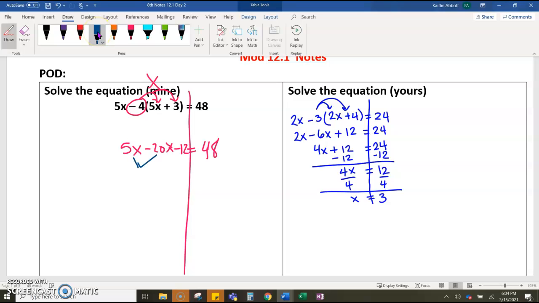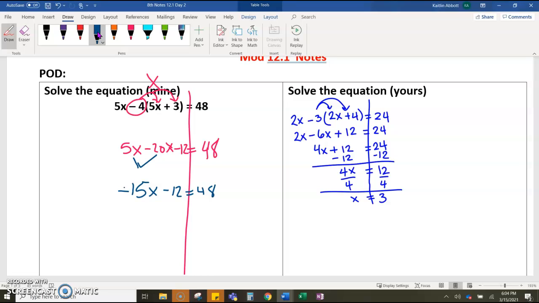So I'm going to combine that 5x and that -20x. The signs are different, so I'm going to subtract 15x and keep the sign of the bigger number, which is 20, so it's going to be -15x, and I got -12 equals 48.